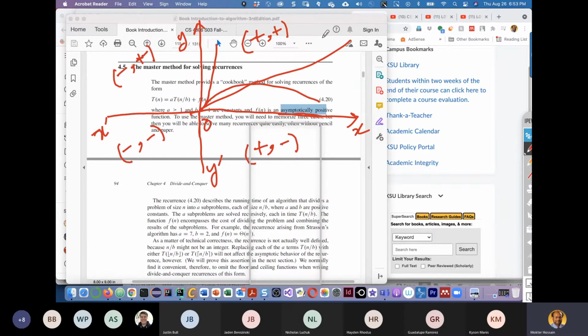That means that asymptotically, for the long run, in asymptotic position, this function will lie in the positive quadrant. Okay, this is meant by asymptotically positive function. Now, has anyone any questions so far?